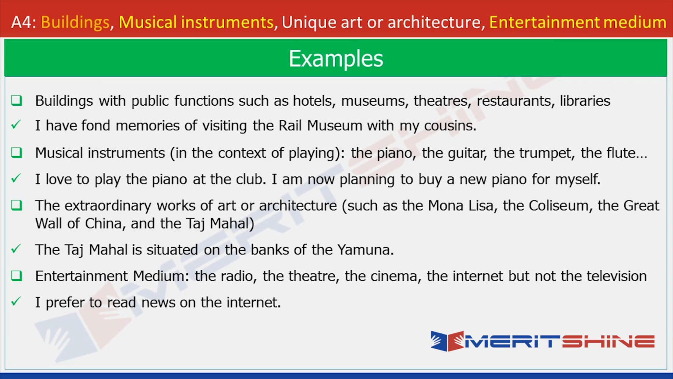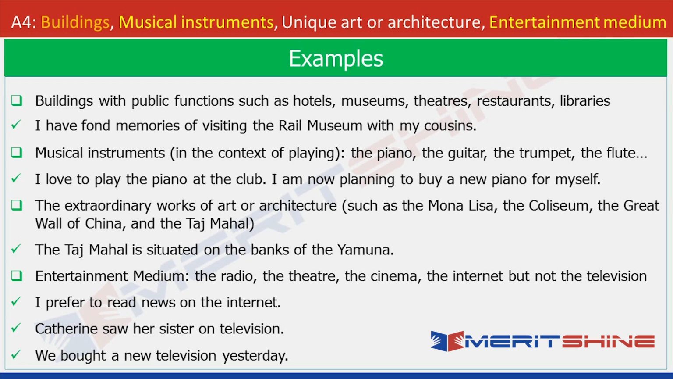Whereas television is an exception to this rule. It takes no article when used as a medium of entertainment, but will take an article when used as an appliance. Look at these sentences. Catherine saw her sister on television. We bought a new television yesterday.